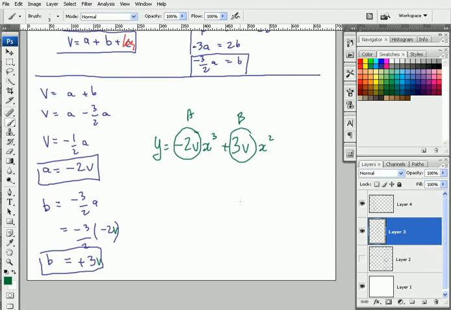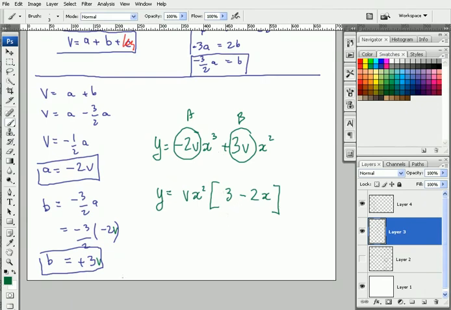Now we can simplify this a little bit in terms of writing it or programming it, where we could have y is equal to v times x squared all times 3 minus 2x. This and that are the exact same equation, but this one here is a little bit less computationally expensive since we multiply fewer times through. Well, there we go. We have an equation.